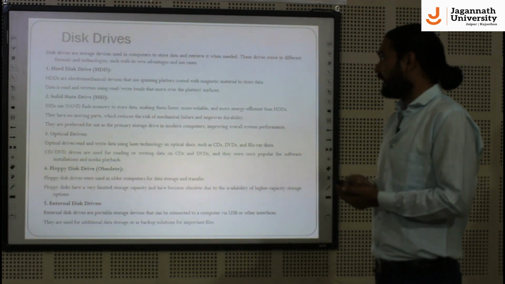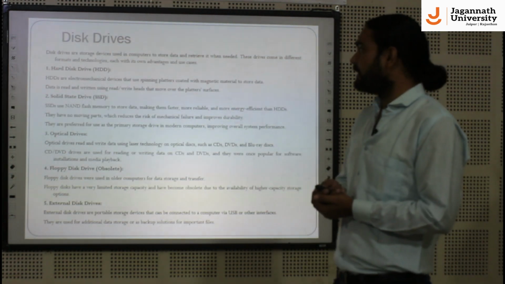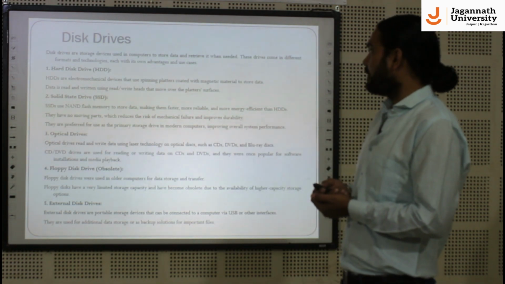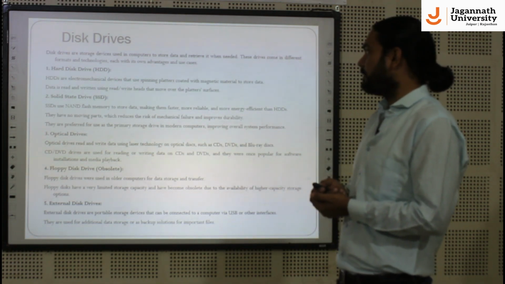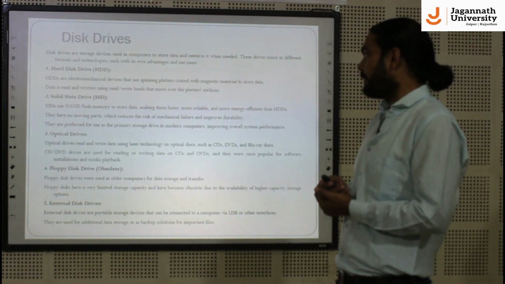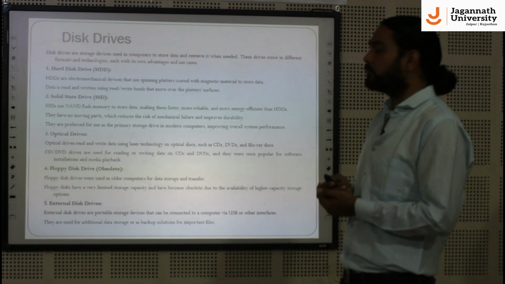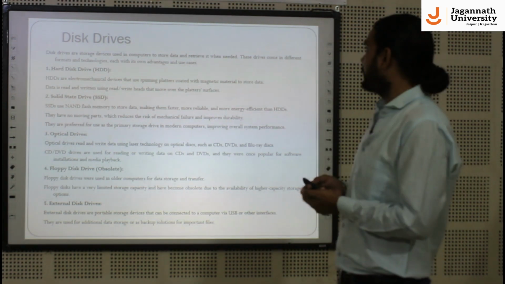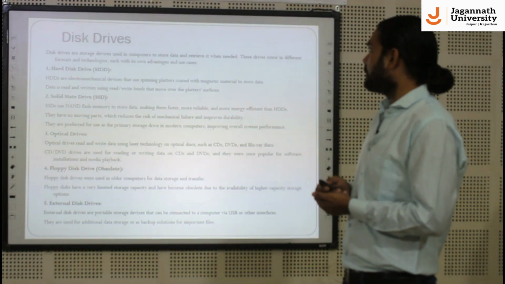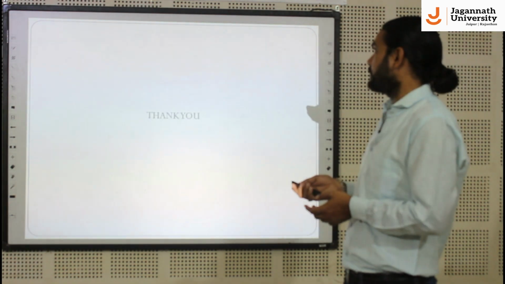Next are the disk drives. First is the HDD, the hard disk drive. Second one is the solid state drive. Third one is the optical drive. Fourth one is the floppy disk, and fifth one is the external disk drive. These are the disk drives used to store and retrieve our data when we need it. These drives come in different formats and different technologies.